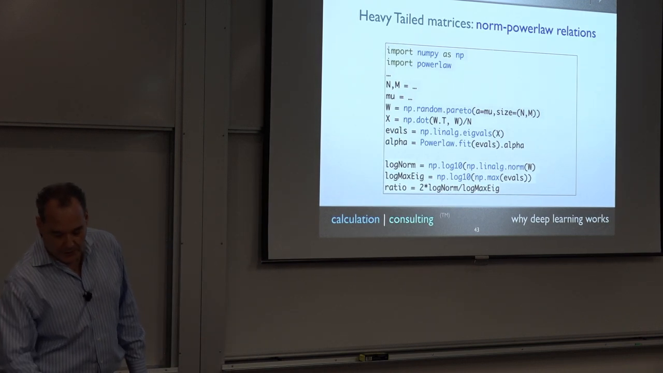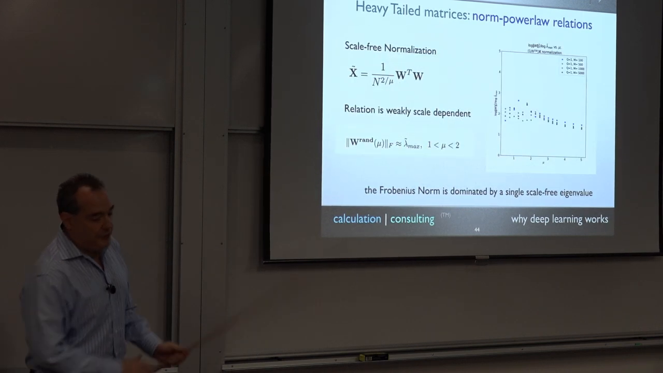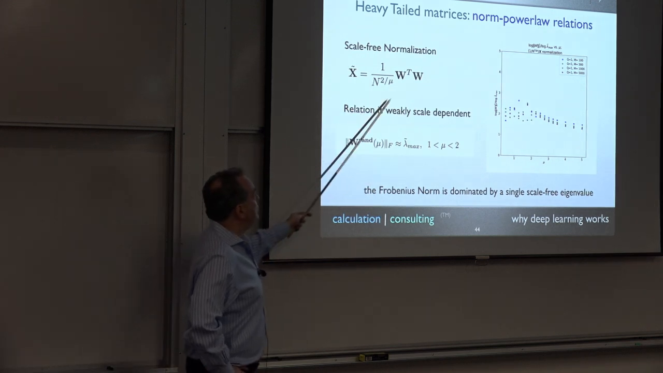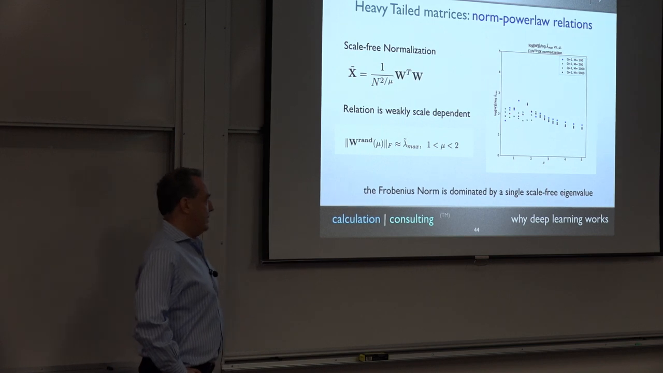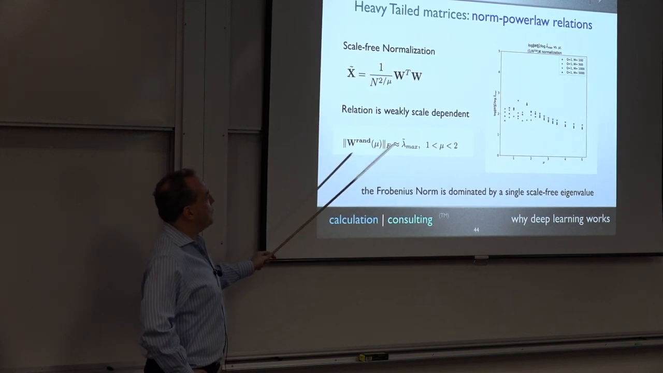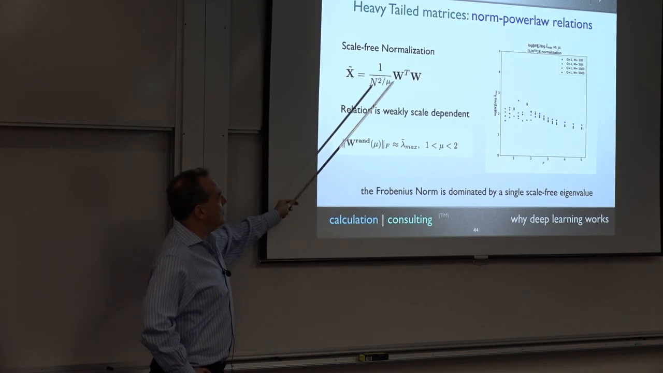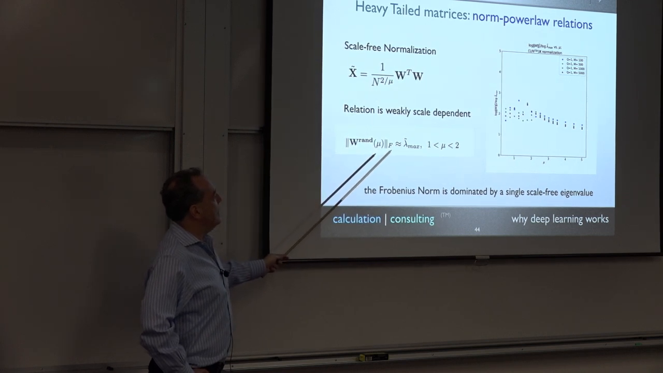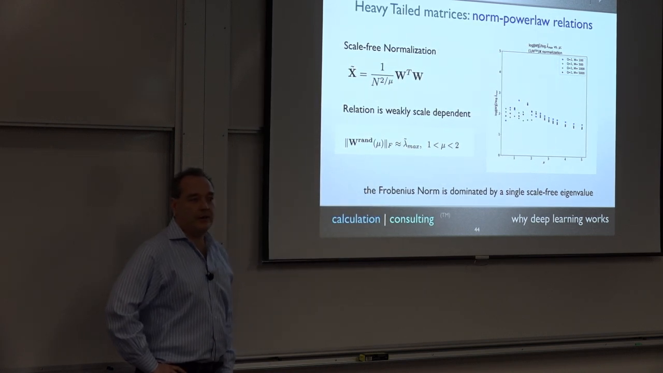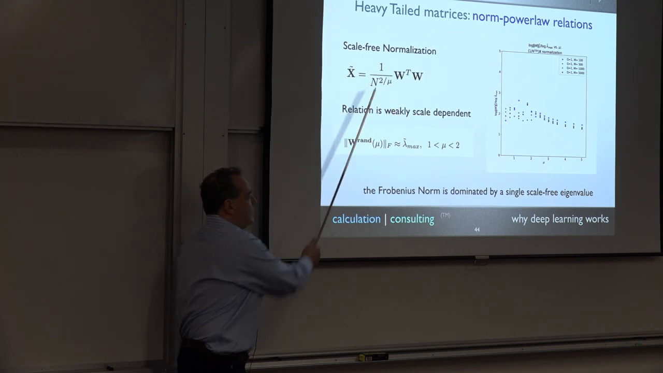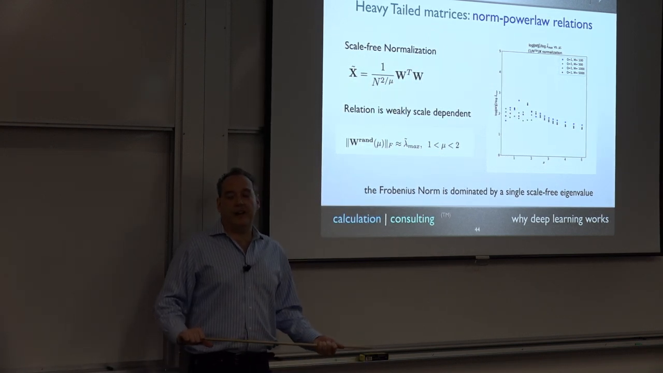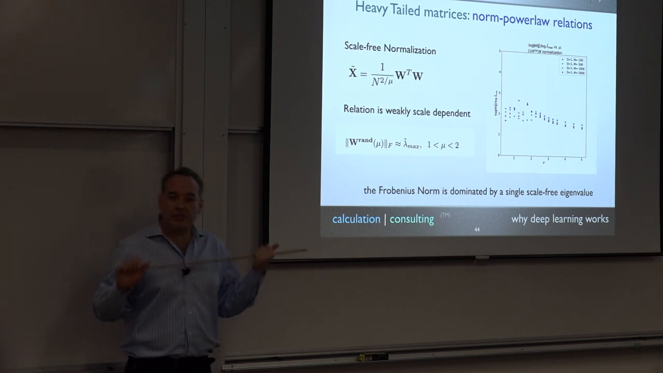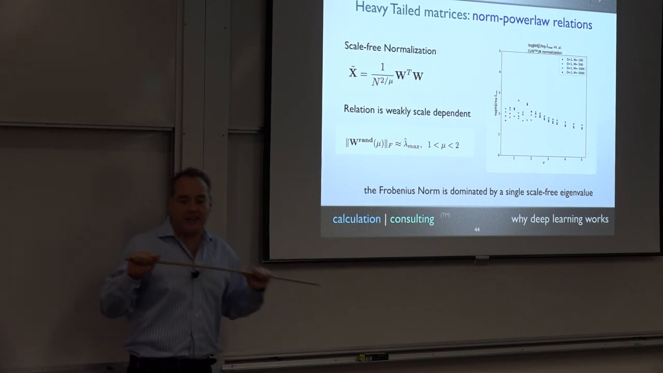So if we do it for the scale-free case, the normalization is n to the 2 over mu. The relation is very weakly scale-dependent. It turns out that the Frobenius norm of a random heavy-tailed matrix is dominated by the maximum eigenvalue. But this is when you have scale-invariant normalization. This is what it means to be scale-invariant. It means that there's a single eigenvalue which is dominating the structure.